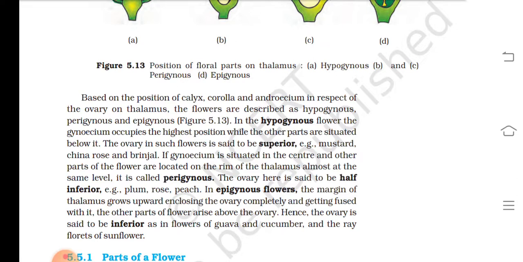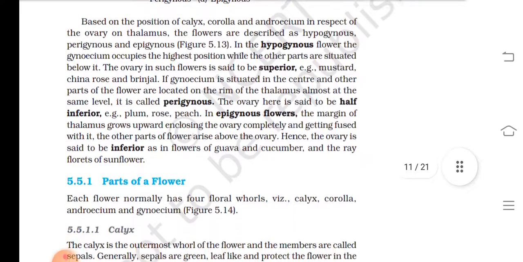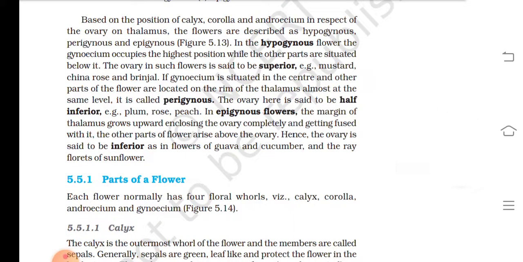Hypogynous B and C. B is perigynous, B and C is called perigynous, D is epigynous, based on the position of calyx, corolla, and androecium in respect of the ovary and thalamus. The flowers are described as hypogynous, perigynous, and epigynous. It is given in figure 5.13.